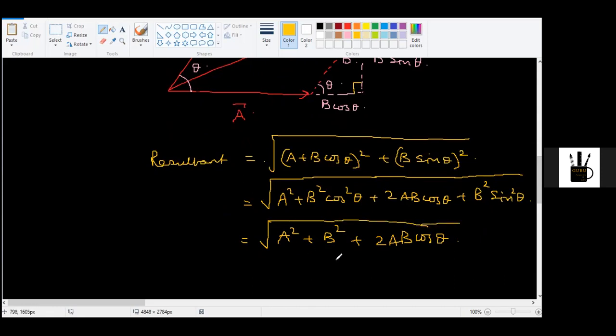This is an extremely important formula. Every time whenever it is vector addition, you're going to be using this formula: A squared plus B squared plus 2AB cos theta, under the square root. That is your resultant magnitude.